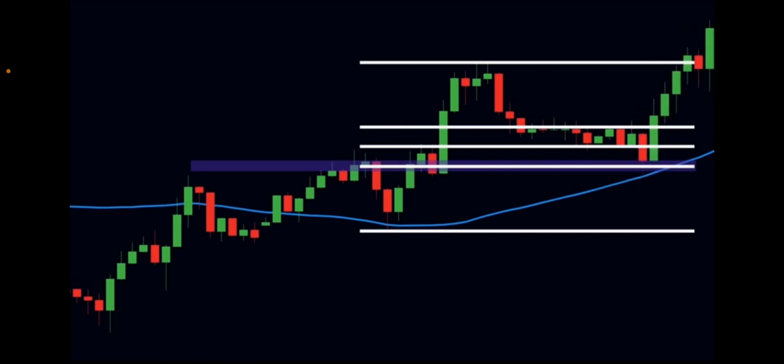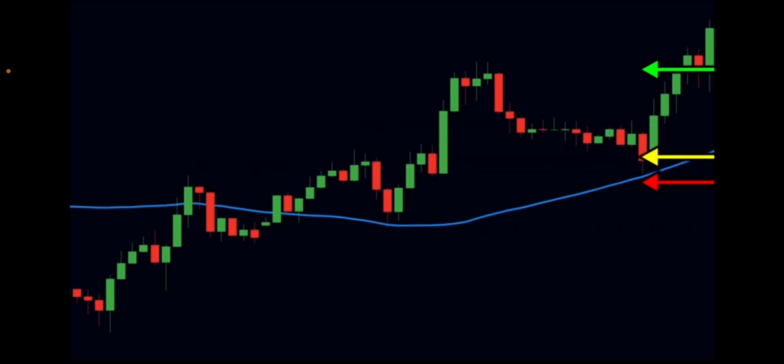So we enter as soon as the price touches the 61.8 level. We can keep our stop loss a few ticks below the moving average, and we can target the most recent highs. And as you can see, the price achieved our targets within the next 3 candles.